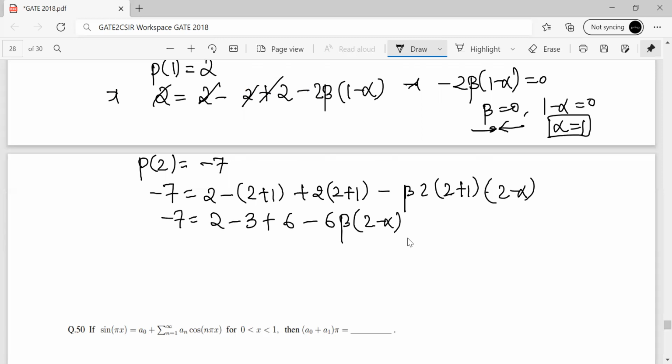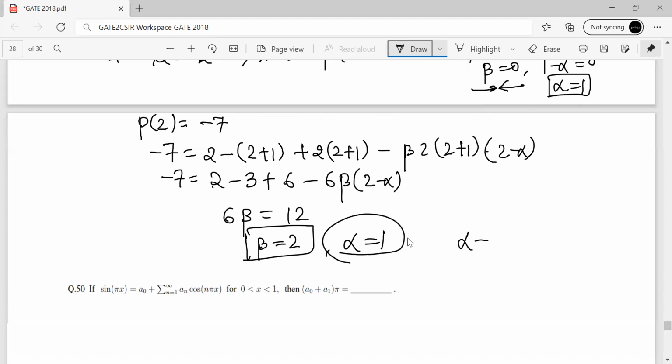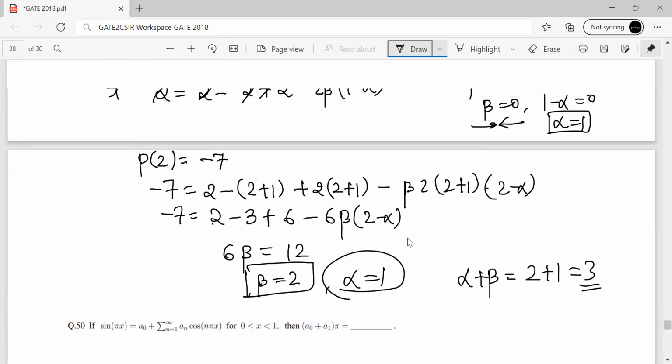So that gives me 2 minus 3 minus 1, 6 minus 1 is 5, 5 minus 7 is 2. So I get 6 beta equal to 7 plus 5, which is 12. So beta equals 2. So I got beta equal to 2 and alpha equal to 1. So alpha plus beta will be 2 plus 1, which is 3. So the answer should be 3.